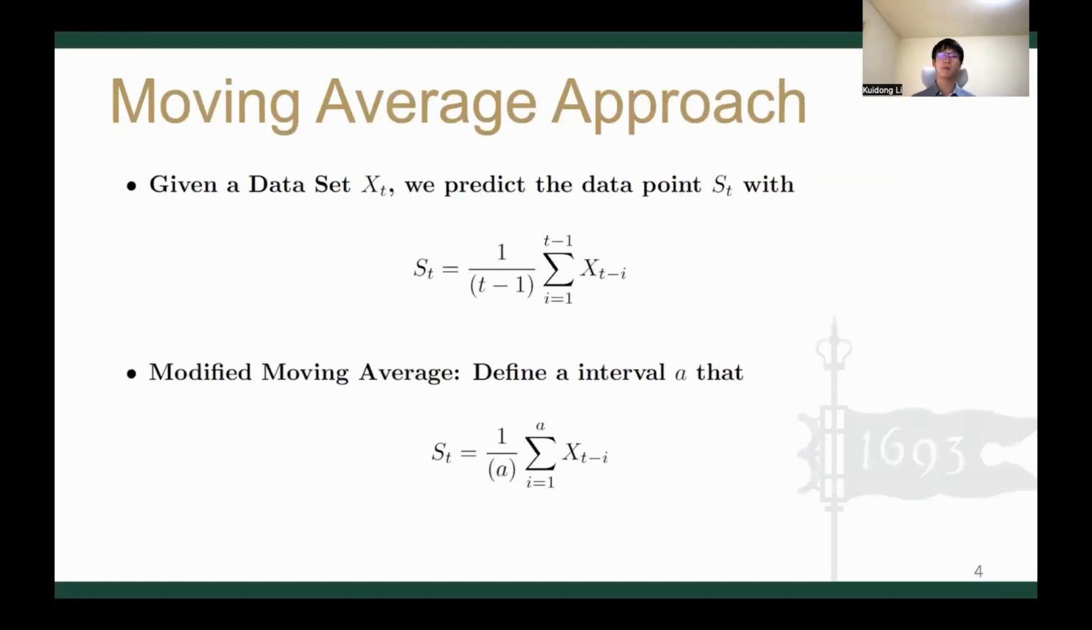So in our modified moving average, we define an interval A, and if this A is 10, then we would be looking at 10 data points in the past. We just look at those 10 data points, and then we take the average of these 10 data points, which is stated here.